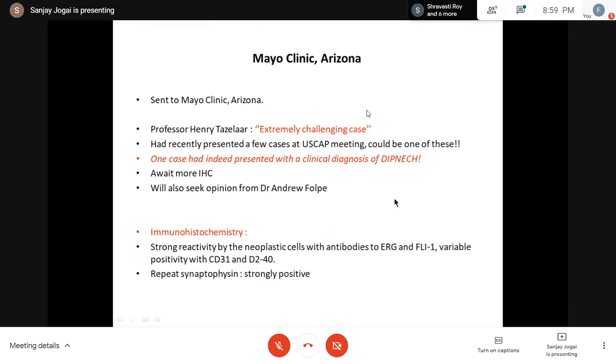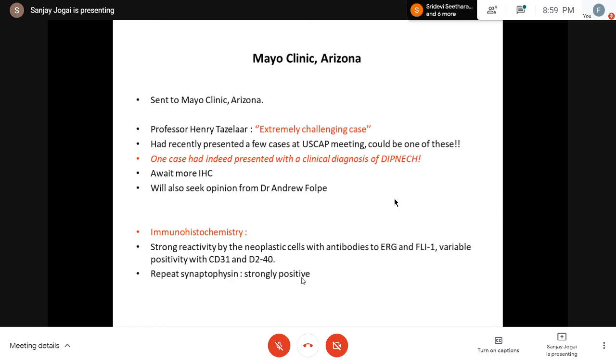He says, extremely challenging case, and at a recent USCAP, he had presented a case like that, and one of those cases had actually presented clinically as DIP neck, which was my only saving grace, because everything else I had not got right. And he said, I'll wait for more immunos, but he would also show it to Andrew Folpe, who is again quite a well-known soft tissue pathologist in his place. Now, what they got was strong reactivity with ERG and FLI1. We didn't have ERG at that time, we didn't have FLI1. And variable positivity with CD31 as well. And he also repeated synaptophysin, which was strongly positive.